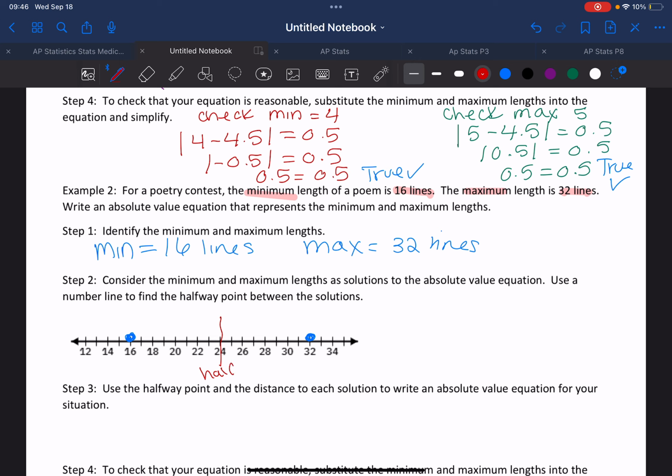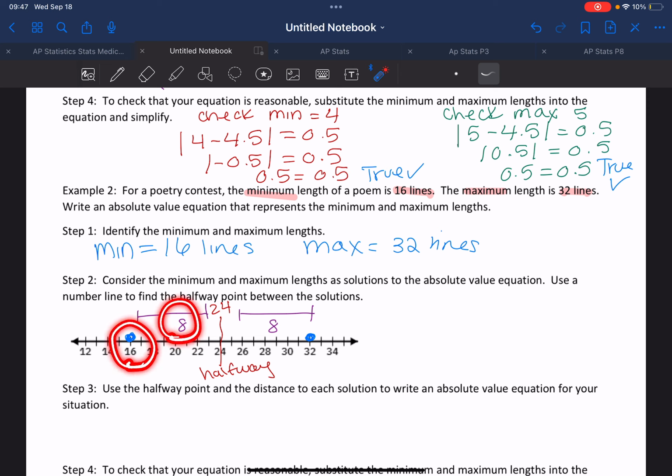So this is the halfway at 24. And if we were to calculate the distance between the minimum and the half point and the maximum, we should get the same distance. And that distance here is 8. So again, this is saying if we take our minimum value, 16, and we add our distance, 8, we'll get our halfway point of 24. And then opposite, if we take our maximum value, 32, and we subtract our distance, 8, we get our halfway point of 24. These distances should be the same because we are finding the halfway point between the two.